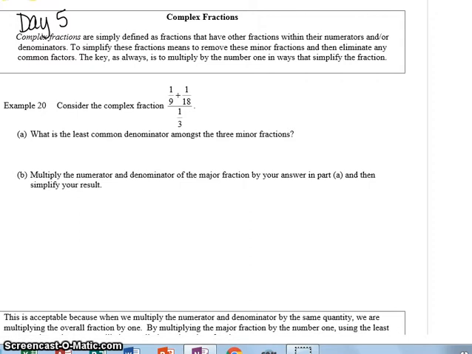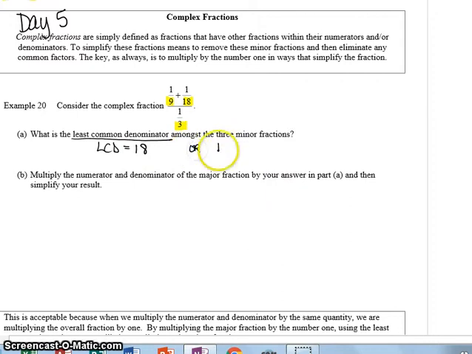All right, so if you look at all three denominators, so 9, 18, and 3, you have to find the least common denominator, also known as the LCD, amongst those three. Now be careful. You can't say 3, okay, because 18 can't go into 3. 9 can't go into 3. So the least common denominator that they can all share is going to be 18. 3 can go into 18, 18 can go into 18, and 9 can go into 18.